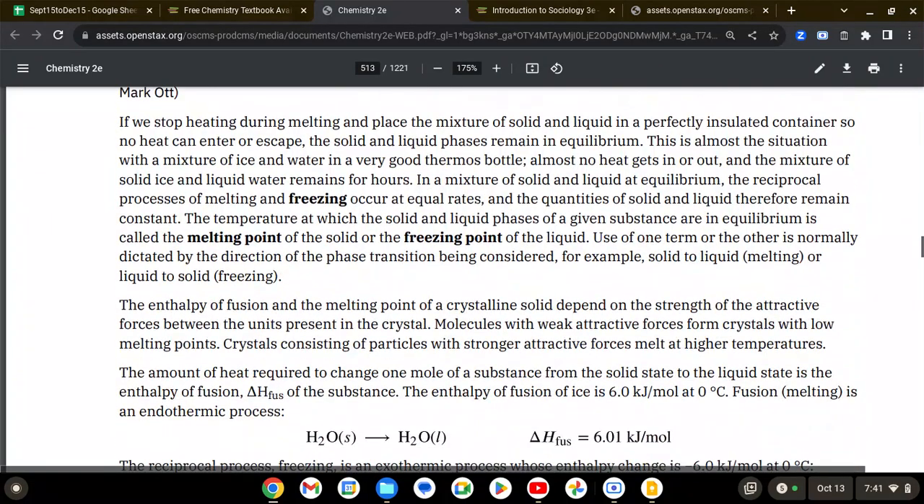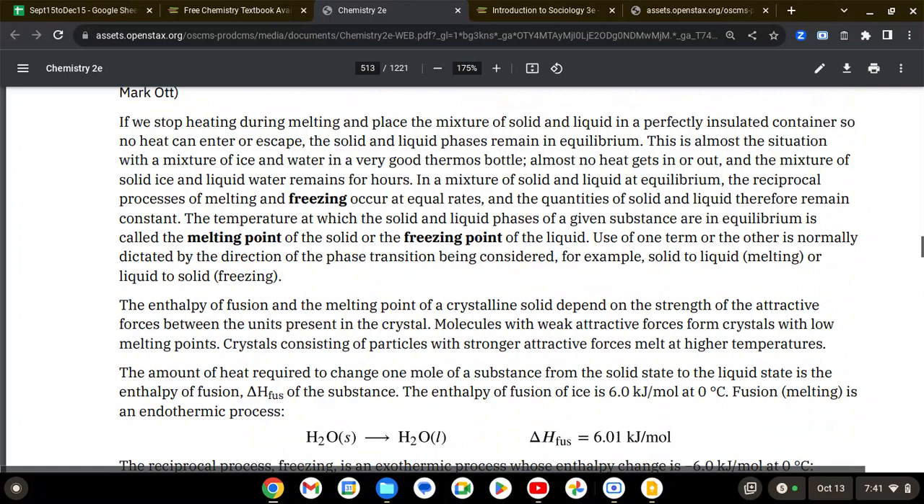If we stop heating during melting and place the mixture of solid and liquid in a perfectly insulated container so no heat could enter or escape, the solid and liquid phases remain in equilibrium. This is almost the situation with the mixture of ice and water in a very good thermos bottle. Almost no heat gets in or out, and the mixture of solid ice and liquid water remains for hours. In a mixture of solid and liquid at equilibrium, the reciprocal processes of melting and freezing occur at equal rates, and the quantities of solid and liquid therefore remain constant.